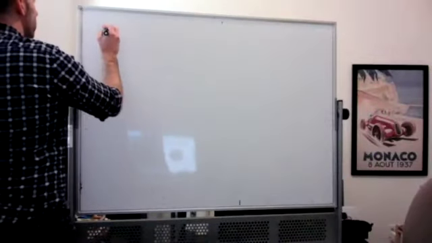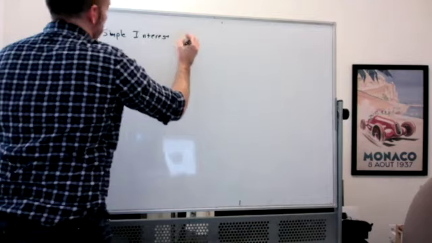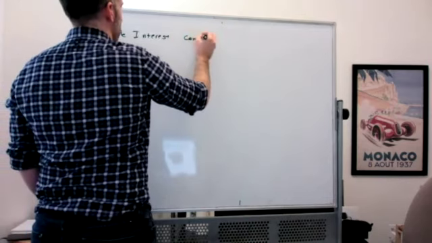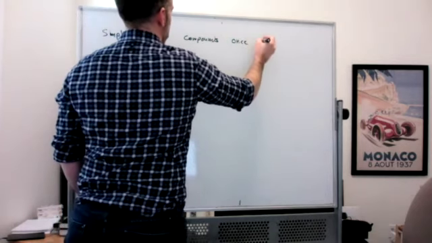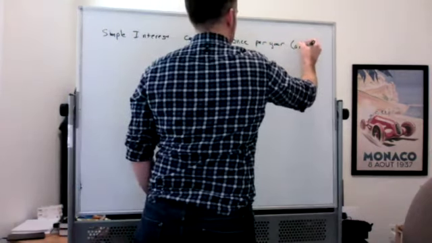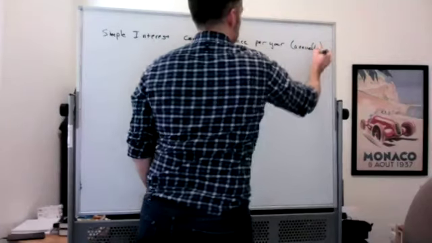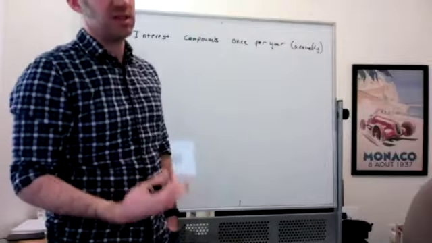So I will say simple interest does compound once per year, or annually. So if someone said we were going to compound our interest annually, you would just be using the simple interest formula.